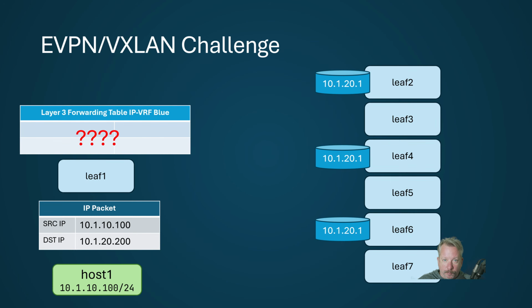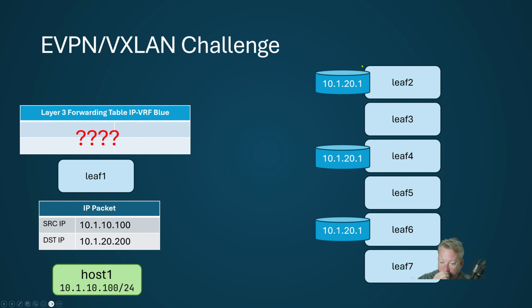But the problem internally is that if leaf 1 gets a packet for 10.1.20 and I don't have that subnet locally and I don't have a route for it, where do I send it? Because multiple leafs may have that subnet instantiated on them. But this is symmetric IRB. Not every leaf has to have every VLAN or every subnet. So we need a way to transmit that information from the leafs whenever they configure.